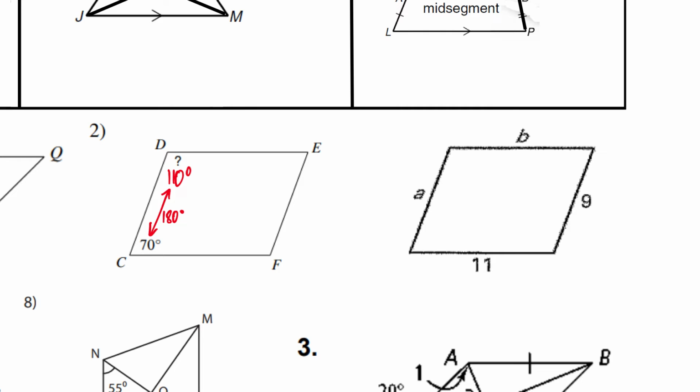Okay, and the next one, how long would this side right here be? 11. How long would this side be? 9. It would be 9, same length as this side.